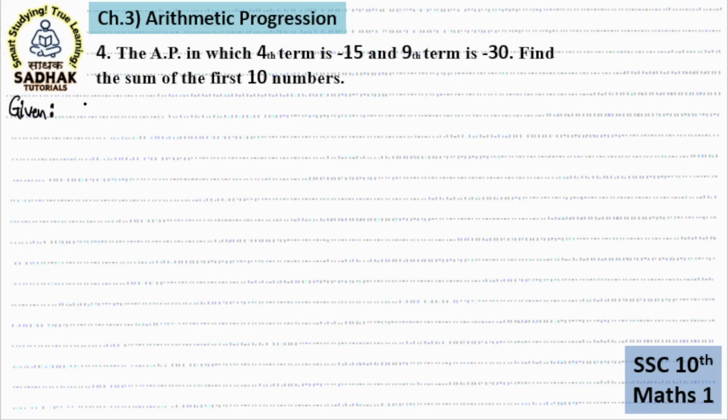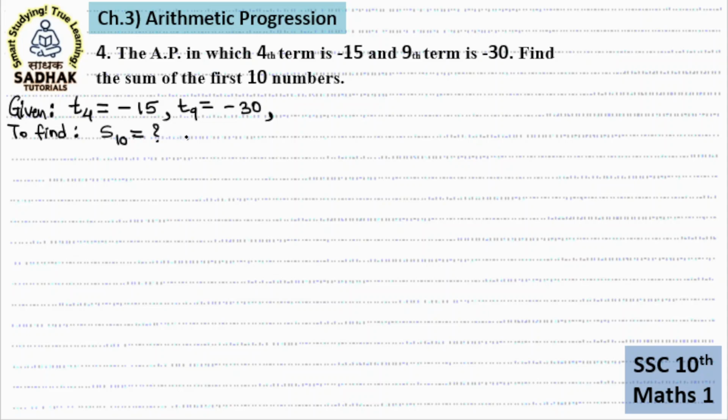So we know that the fourth term, that is T4, is minus 15. Then the ninth term, that is T9, is equal to minus 30. Fine. So these two things are given. What do we have to find? We have to find the sum of the first 10 numbers, S10.